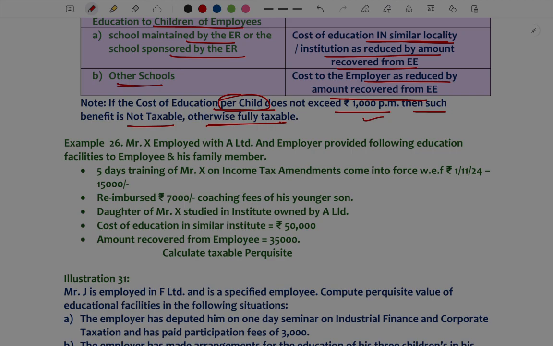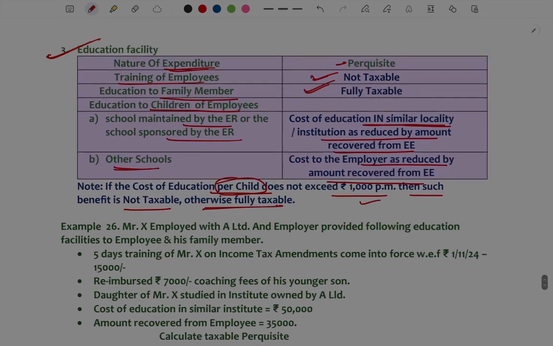But to be honest, usually all private schools are more than 1,000 per month. So this law says that if the cost of education per child exceeds 1,000 per month, then the benefit is taxable. If it does not exceed, then it is not taxable. If it exceeds, then fully taxable.